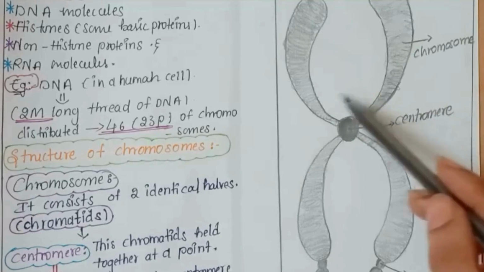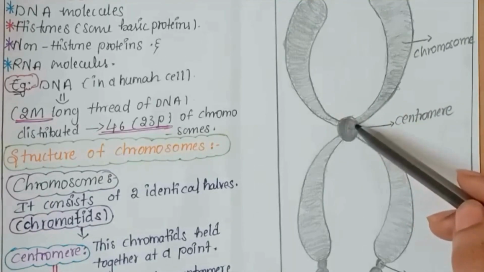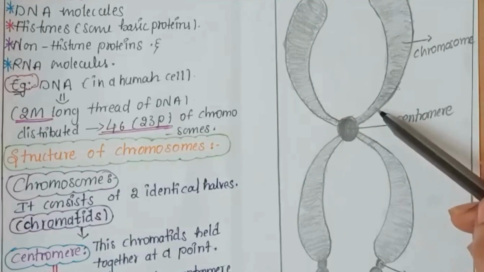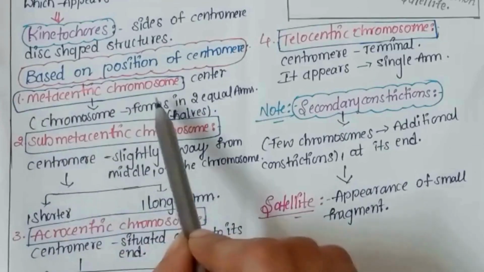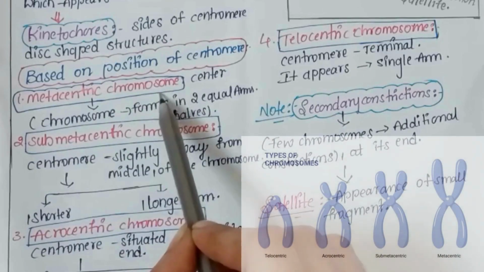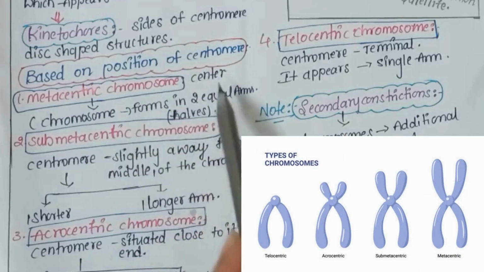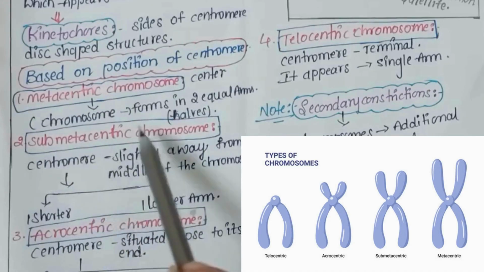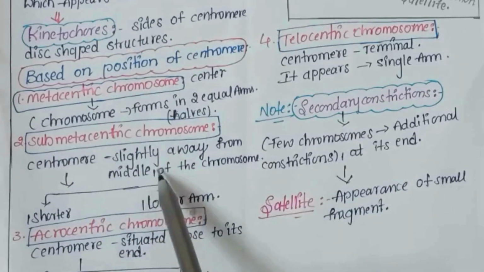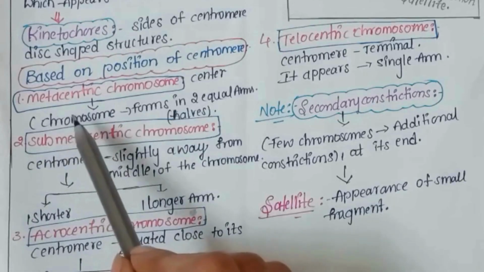Based on the position of this centromere, there are 4 types of chromosomes. Let's discuss each and every type of chromosome in detail. Metacentric chromosomes: the centromere is present at the center of the chromosome and divides it into 2 equal arms. If the centromere is present slightly away from the center of the chromosome, then it divides the chromosome into one shorter and one longer arm. Then it is known as a submetacentric chromosome.